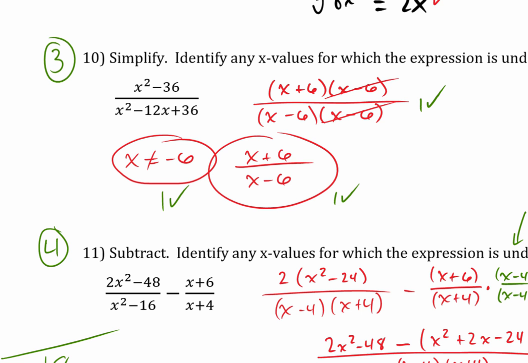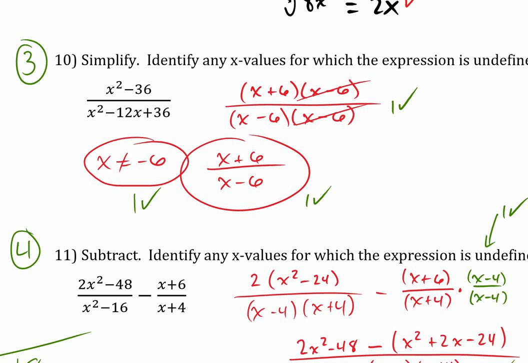Number 3, factoring is huge, right? Factor the numerator and denominator. There's a common factor of x minus 6. X may not be negative 6. No, that's not right. X can't be positive 6, can it? Right? Yeah. X can't be positive 6. I didn't get that. This is not the key I graded with. The key I graded with is in here.